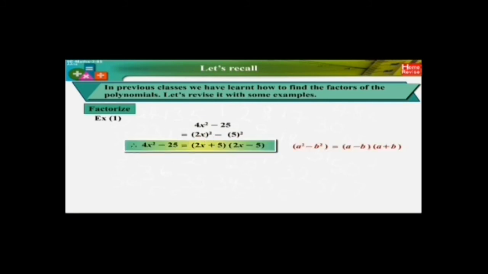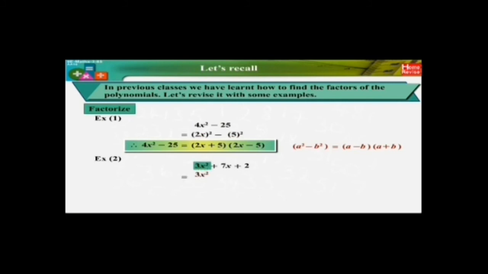Therefore, m is equal to 5. In the previous classes, we have learned how to find factors of polynomials. Let's revise it with some examples. Factorize 4x square minus 25, which is equal to 2x square minus 5 square, which is equal to 2x plus 5 and 2x minus 5. Therefore, it is 2x plus 5 and 2x minus 5.